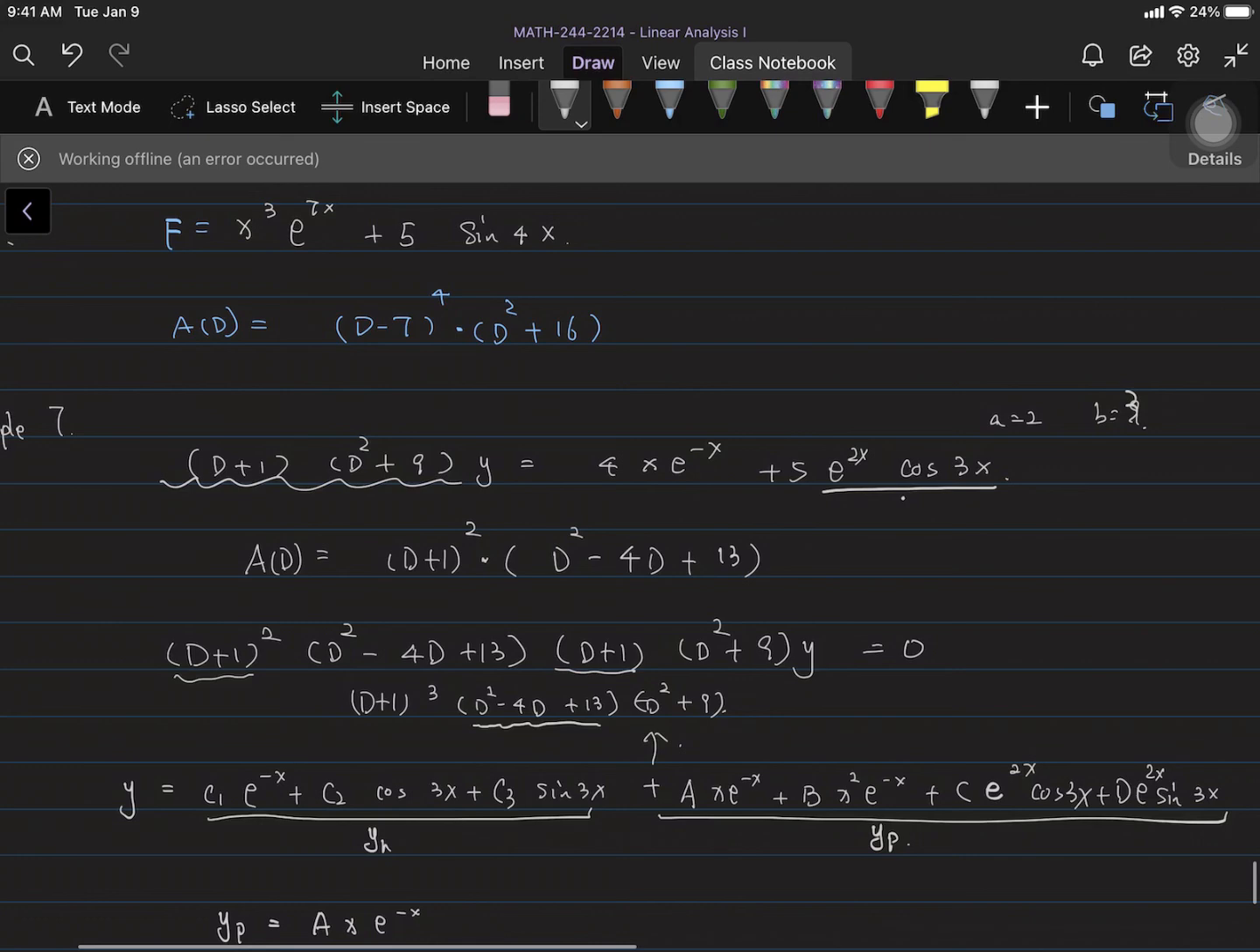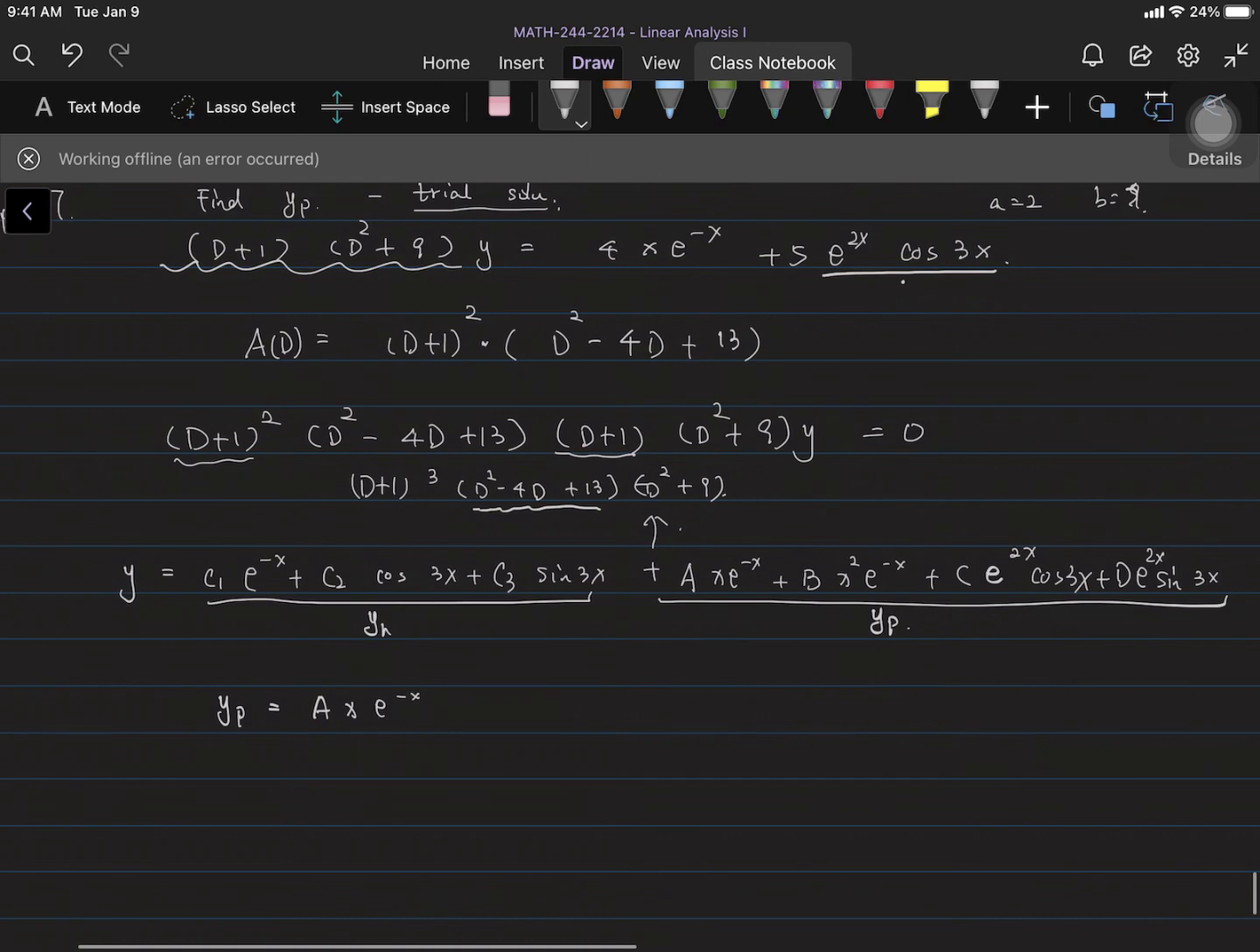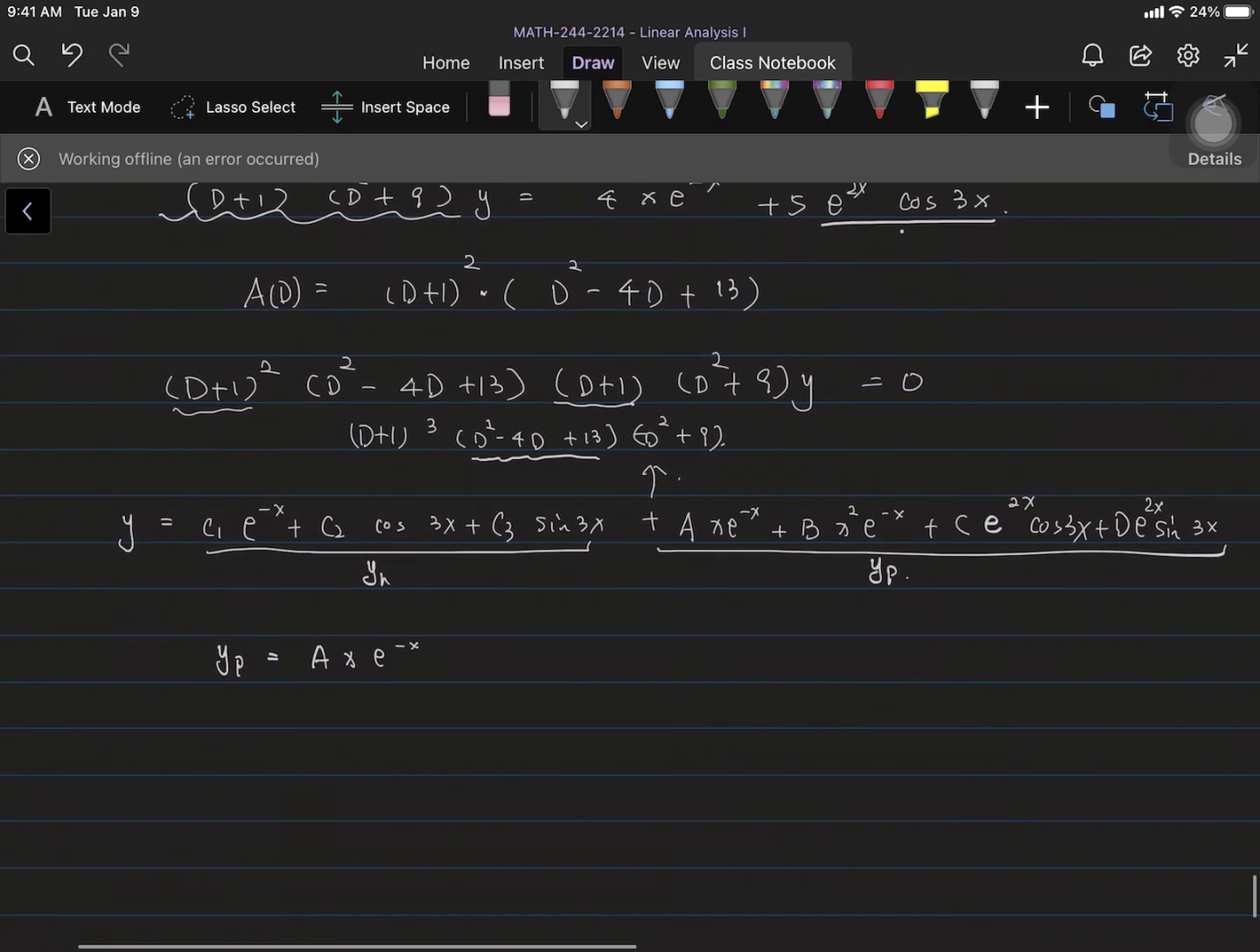Okay, so for this one, just find YP. YP is also called the trial solution. So we don't need to solve everything, just find YP because it's pretty complicated. YP is a x squared e to the negative x, and so on, okay, so that is the particular solution YP. We can stop here for this section.